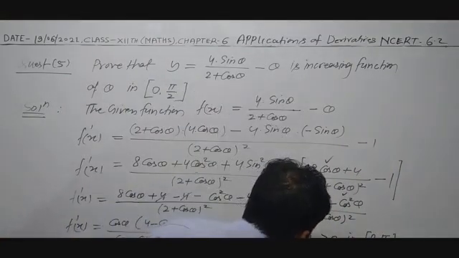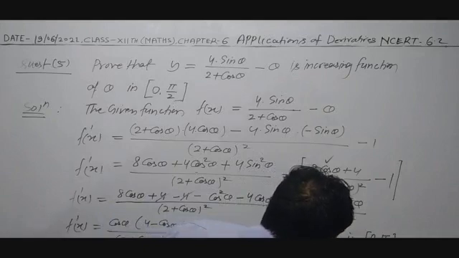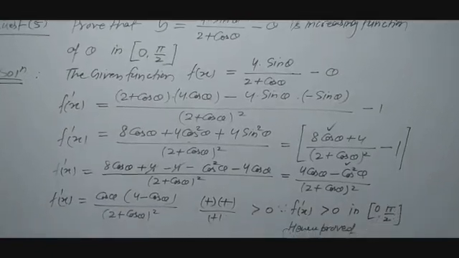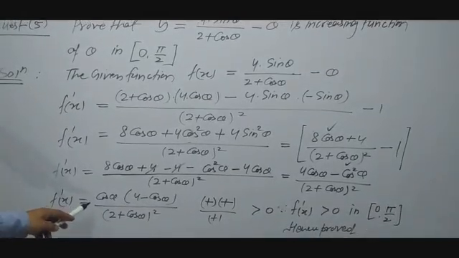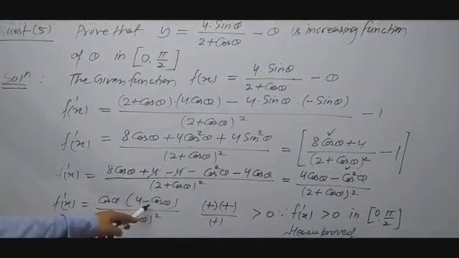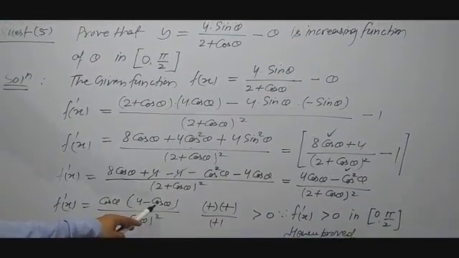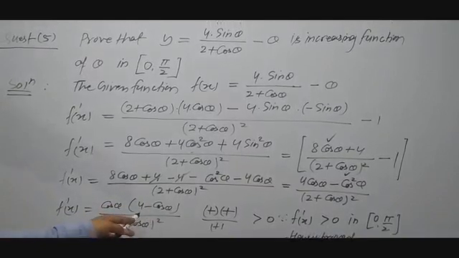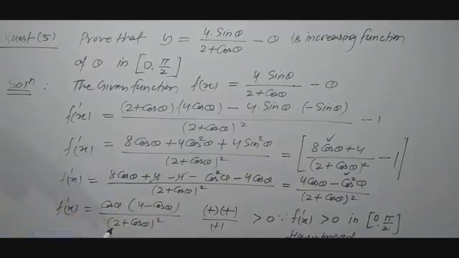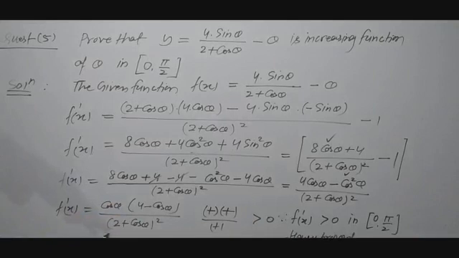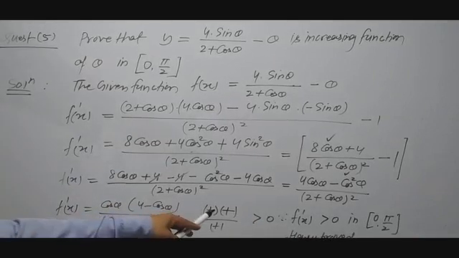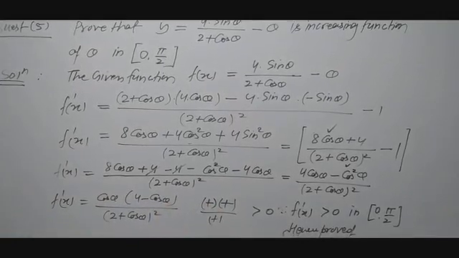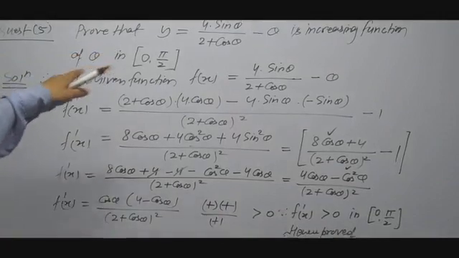Hence proof. Now see here, cos theta is positive in the first quadrant, so 0 and 1 is the maximum value, so its result will be approximately 4 or less than 4. So this result is positive, positive, positive, positive, you will get greater than 0. So f dash x is positive in 0 to pi by 2. So you can say f function is increasing in the given intervals.